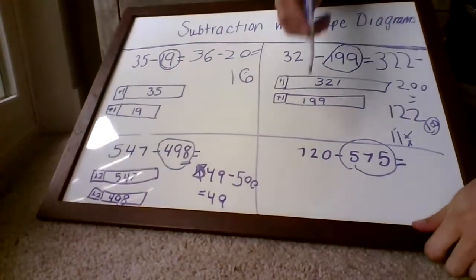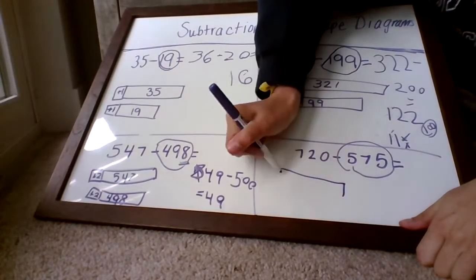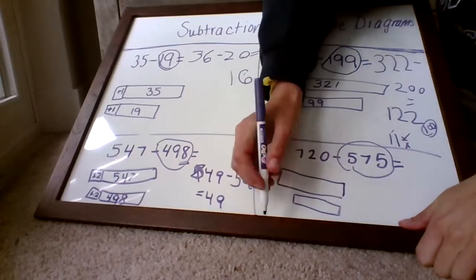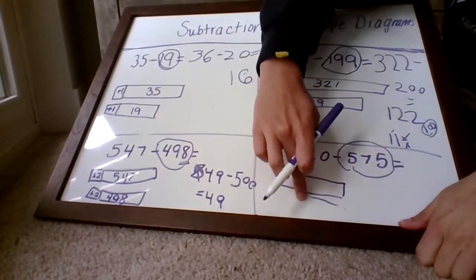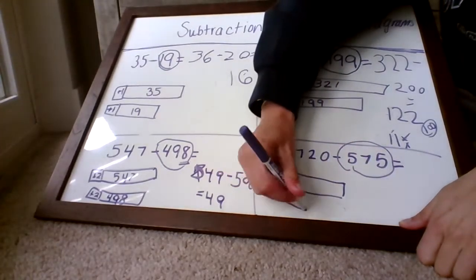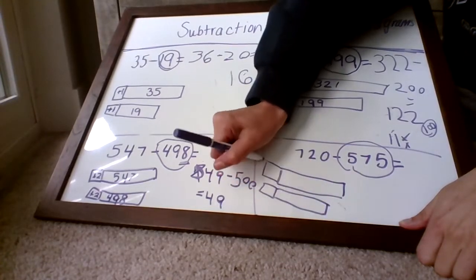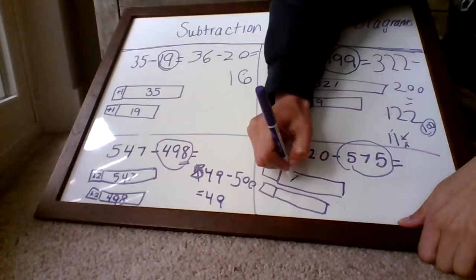This one's the trickiest one of all. I hope you guys are memorizing or remembering when we were in school and we would say, whatever we do to one side, we have to do to the other.